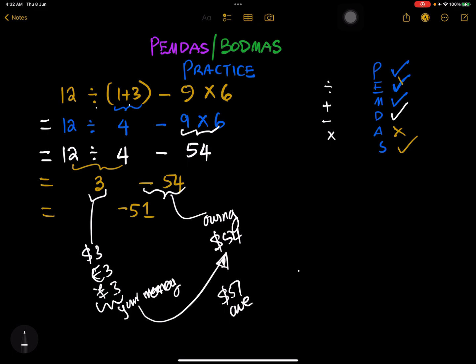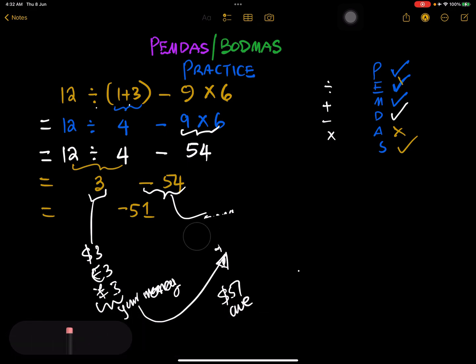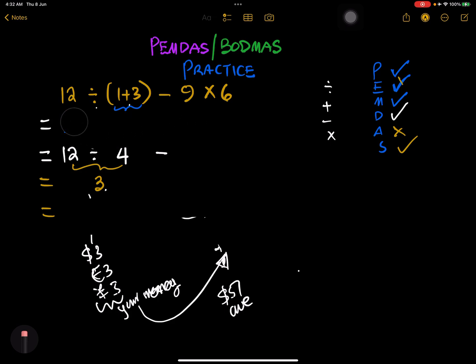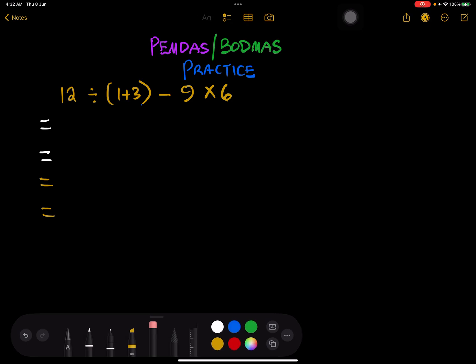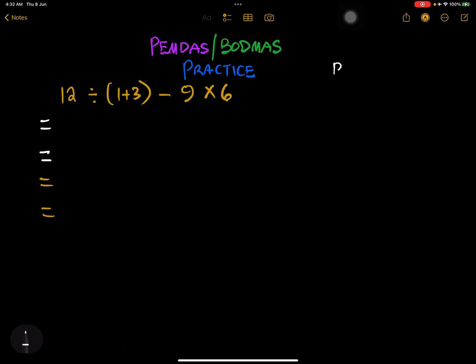All right, let's take a look at this same problem. Let's see whether we can apply the concept of BODMAS and see whether we're going to arrive at the same answer. All right, so here we have it. We have BODMAS right there. And the B there is a bracket.